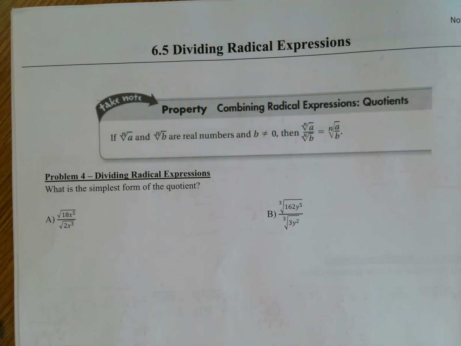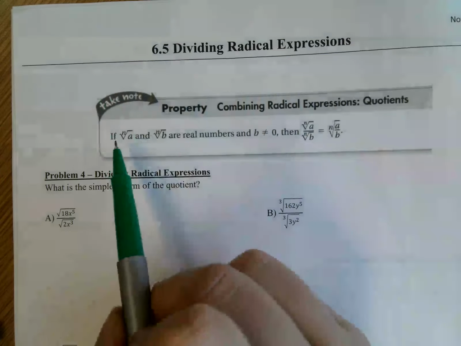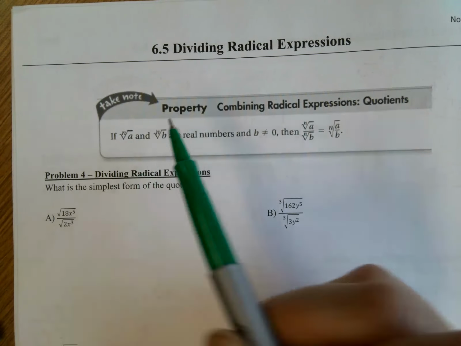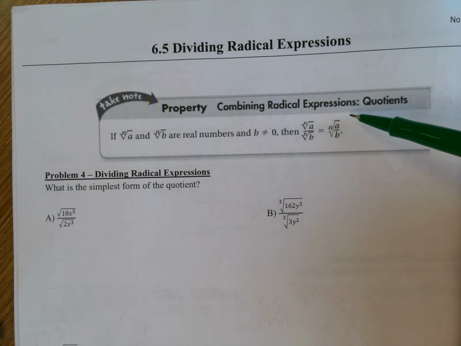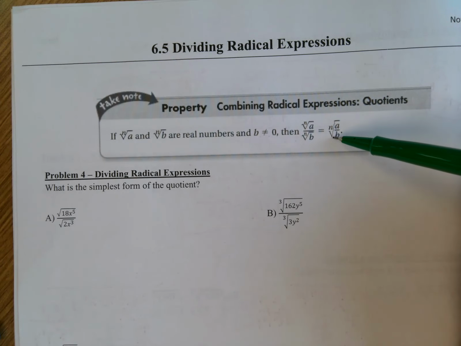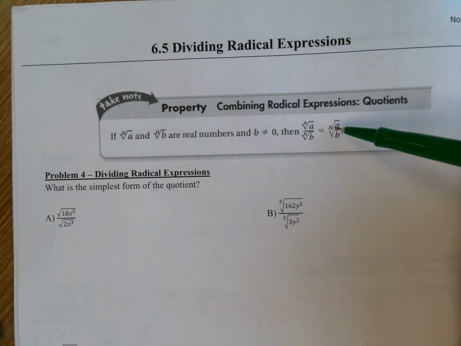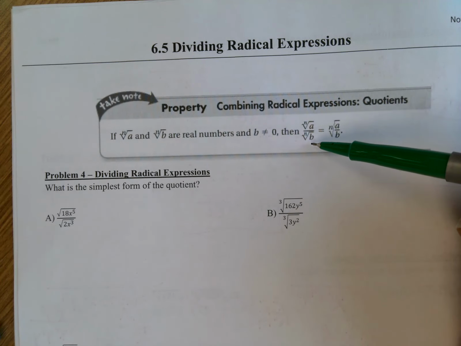6.5, dividing radical expressions. So again, this is the root. This is the radical. Now, just like multiplying, we can divide when we have the same index like this. We can just move the radical over the whole fraction. Or if we have a whole fraction, we can move the radical over the top and bottom.